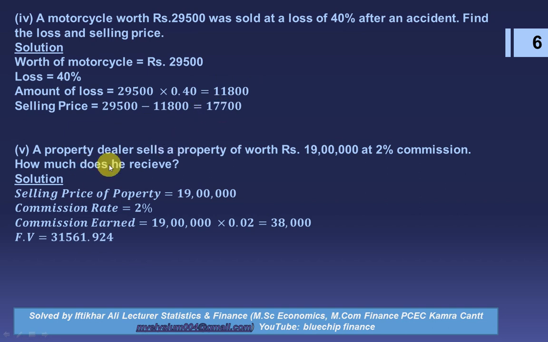A property dealer sells a property worth rupees 1,900,000 at 2% commission. How much does he receive? So 1,900,000 and the commission rate is 2%. So simply multiply this by 0.02 equals 38,000. So the commission earned will be 38,000.